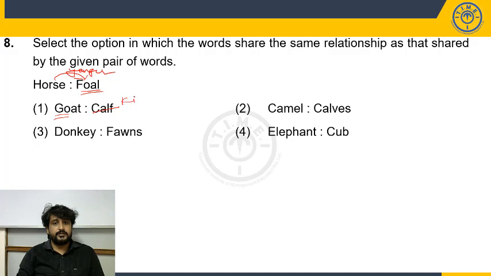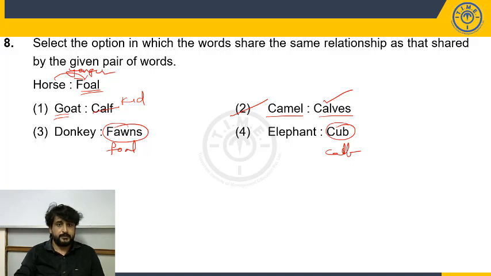Younger one of goat is kid. Younger one of camel is calf. So this is the correct one, choice 2. Younger one of donkey is also foal. Okay. Younger one of elephant is calf. Okay. Choice 2.